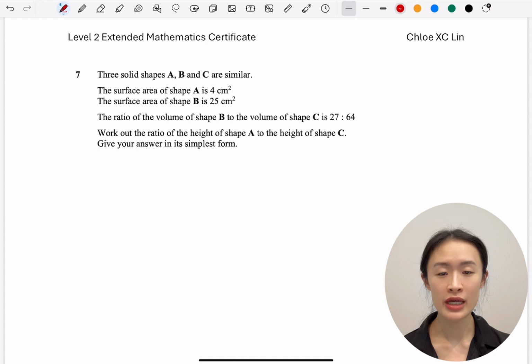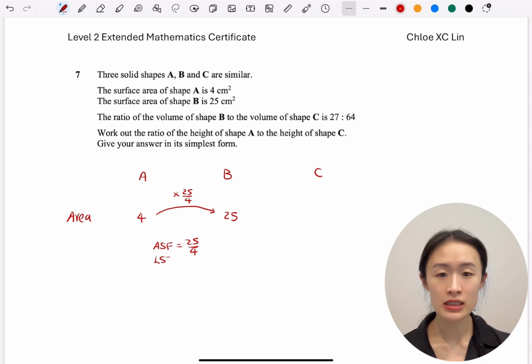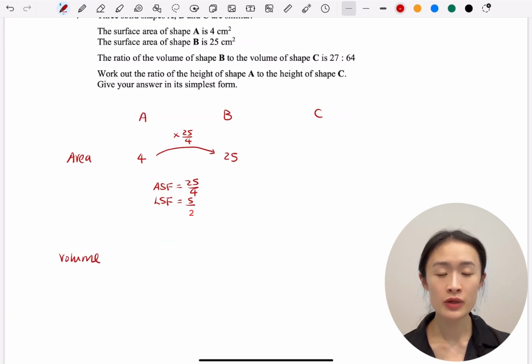So what I'm going to do is, again, write out the information we are given just so that it's clear. We have 3 different shapes here, A, B, C, and we are told that the surface area of A and B. So then we can work out the area scale factor from A to B, which is 25 over 4. And then that tells us the length scale factor is going to be 5 over 2. With volume, we're told that the ratio is 27 to 64. It means that the volume scale factor is 64 over 27.